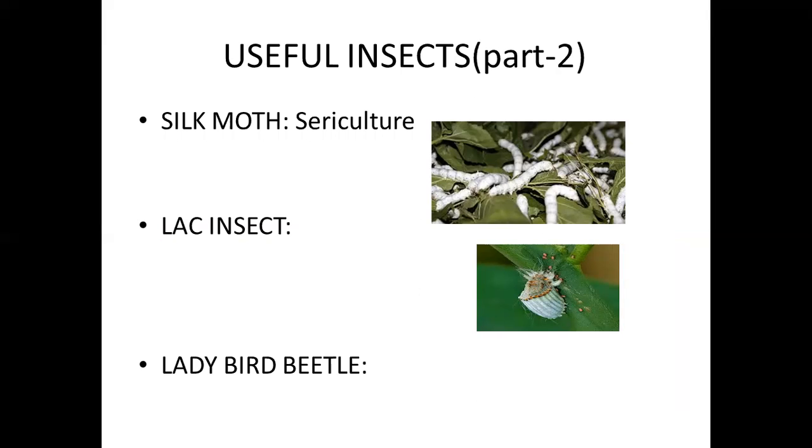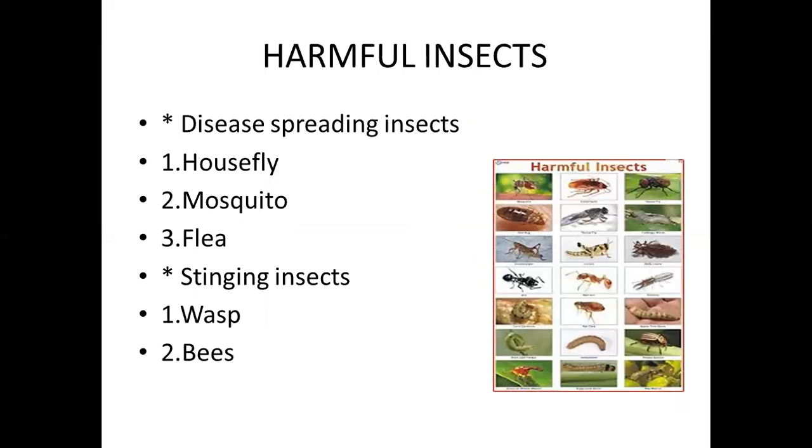And the next type is harmful insects. See, many insects are harmful to us. Let us learn about some of them. Here is a chart of harmful insects. You can see all the harmful insects in this chart, and among them there are the disease spreading insects, and these insects are responsible for spreading diseases.